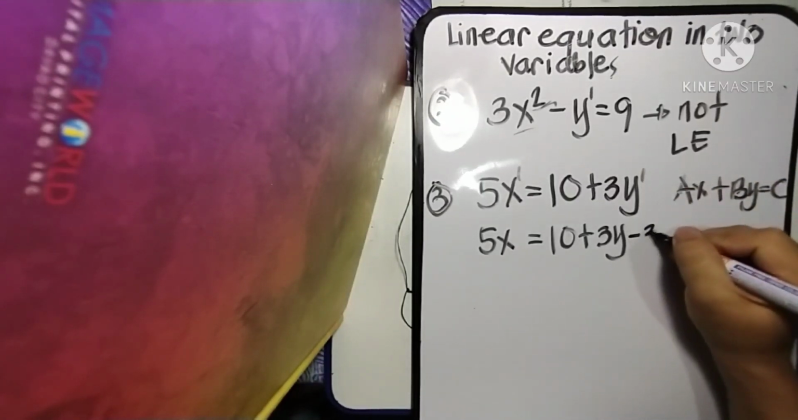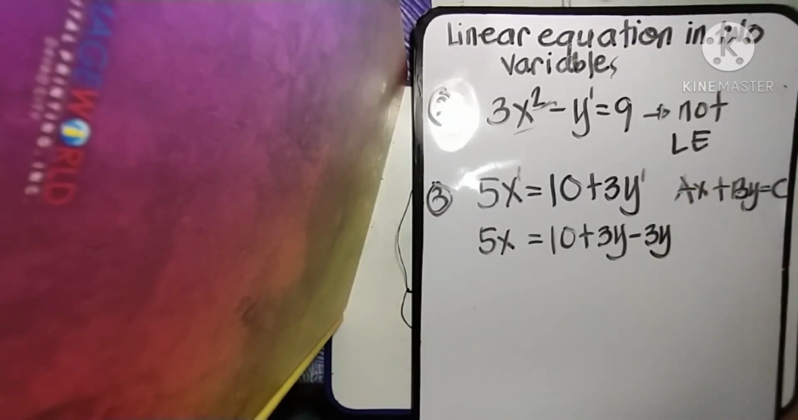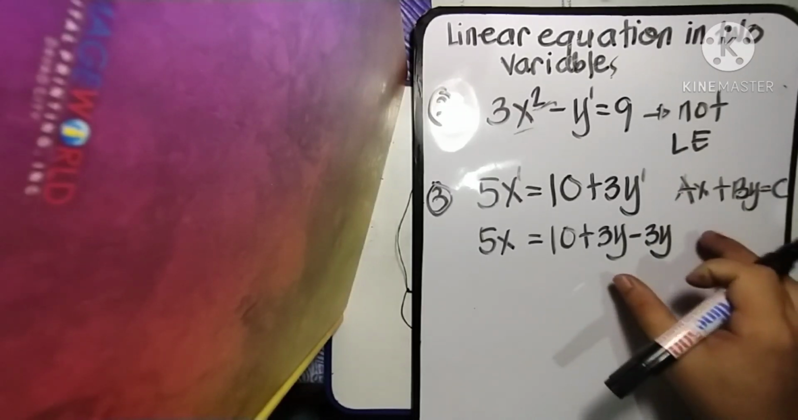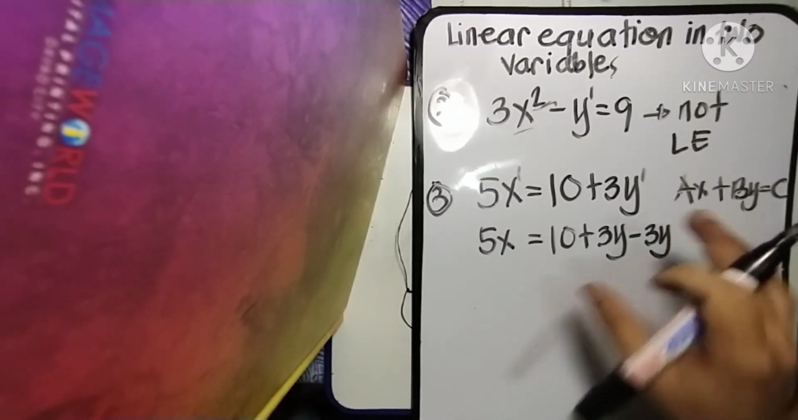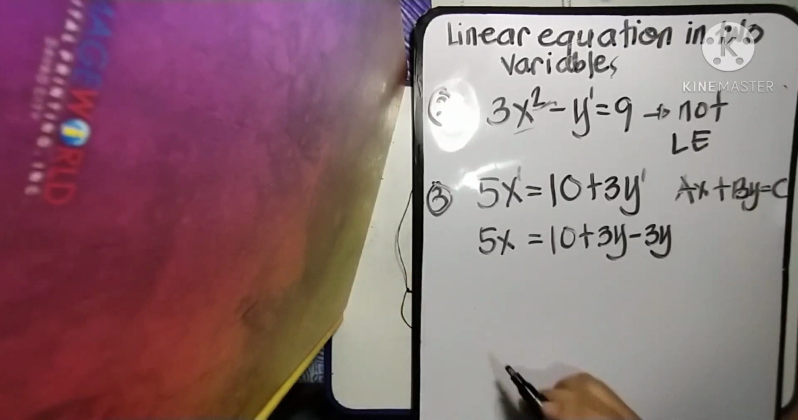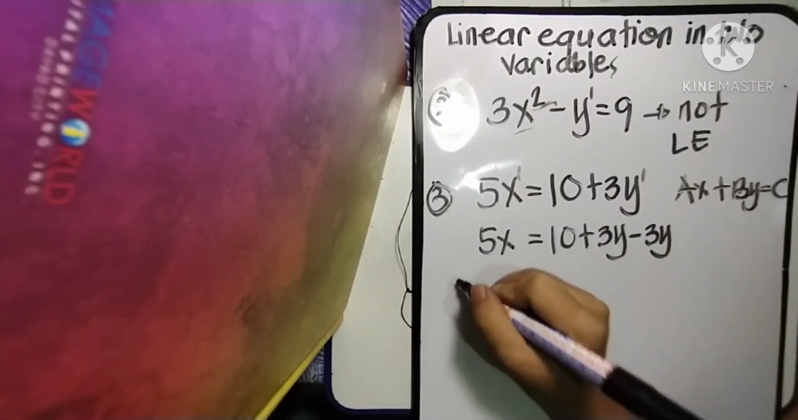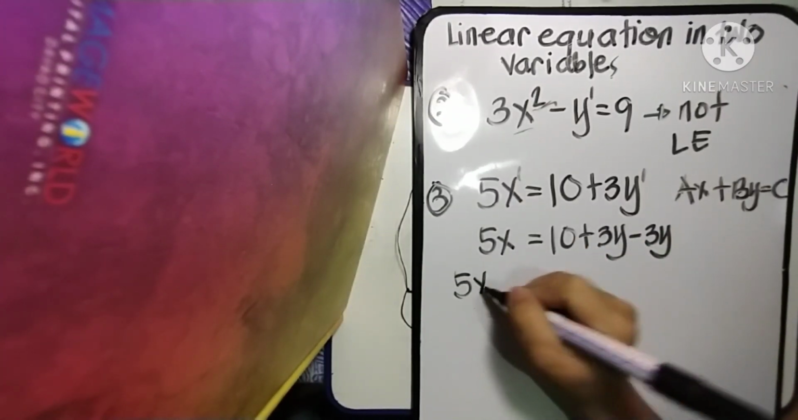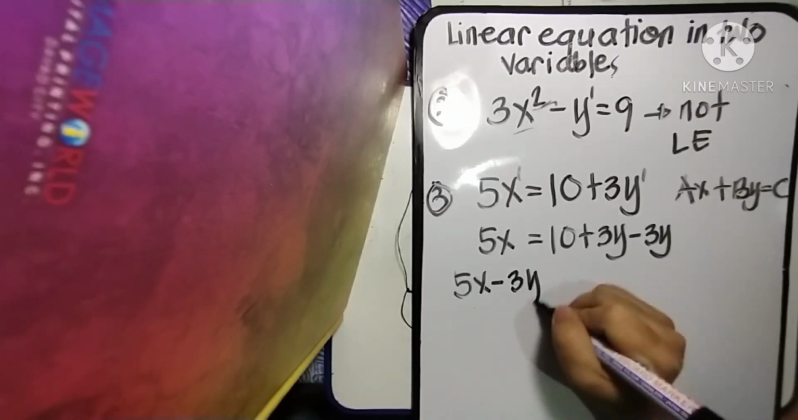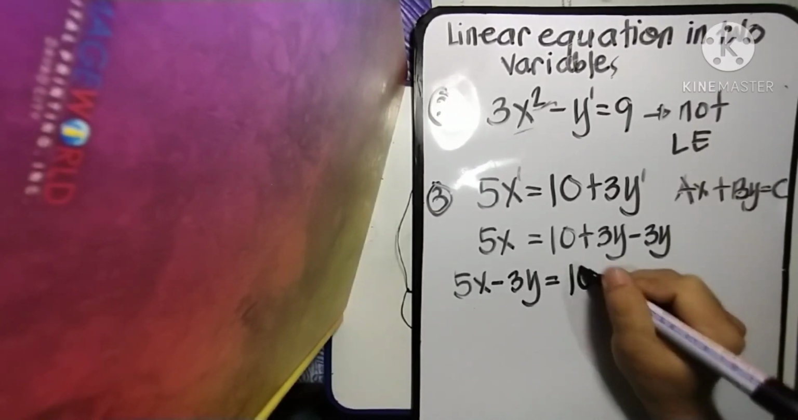Mag-minus ta og 3y, or by applying subtraction property of equality. Okay? So, the idea of this property, kung unsa daw atong buhaton diri sa usa ka pikas, mao pud itong buhaton sa pikas to maintain the balance of the equation. Since nag-minus tag 3y, of course, sa pikas, mag-minus pud ta. We have 5x minus 3y is equal to 10.